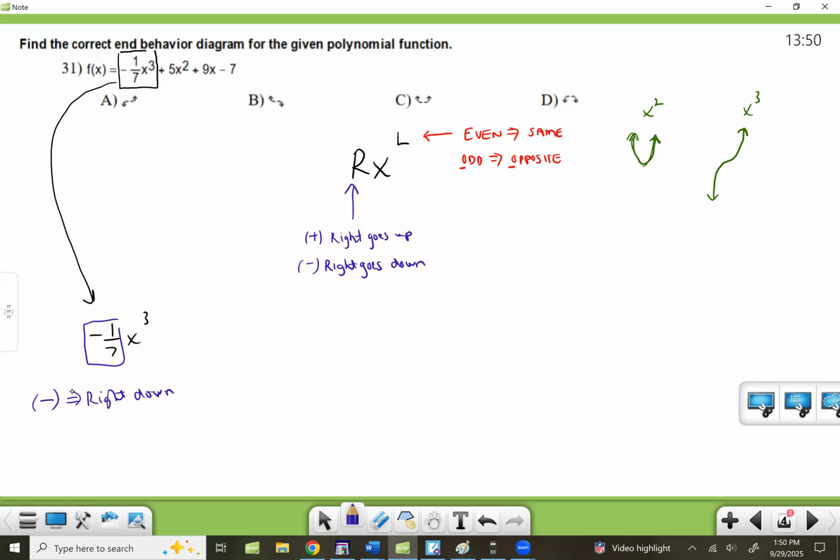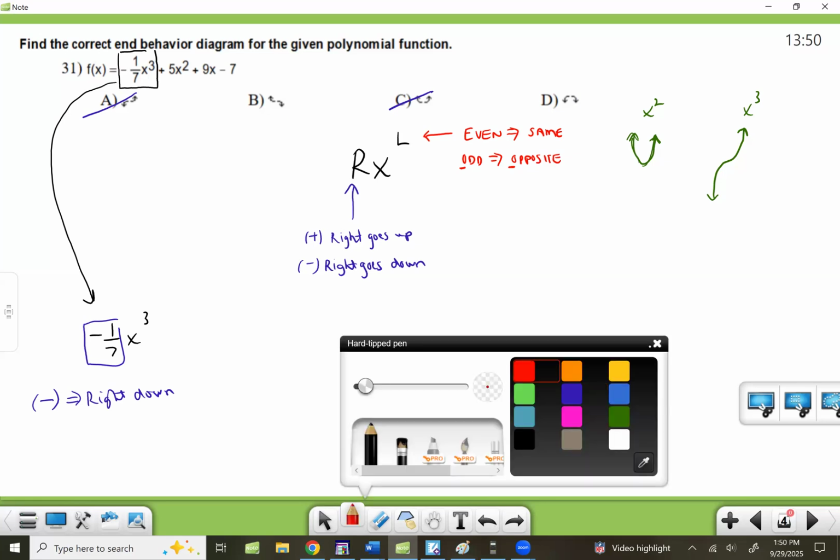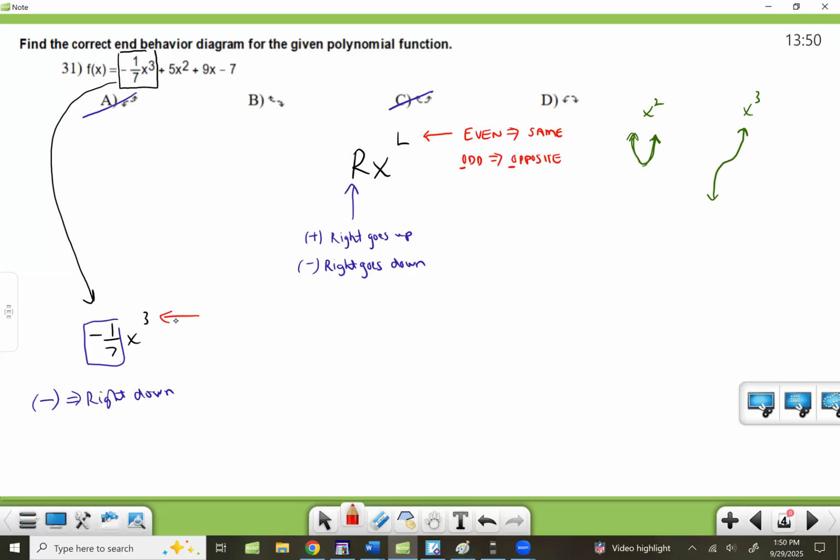All right, so if we look at the multiple choice, A has the right going up, so that's out of there. B has the right going down, so maybe. C has the right going up, so no. And D has the right going down, so maybe. So it looks like we do need to proceed and look at the exponent. Well, we can see that this is an odd number, so we know that the left and the right should be doing the opposite, right? Okay, so it can't be D, they're doing the same there, they're both going down. So it looks like the correct answer is going to be B.